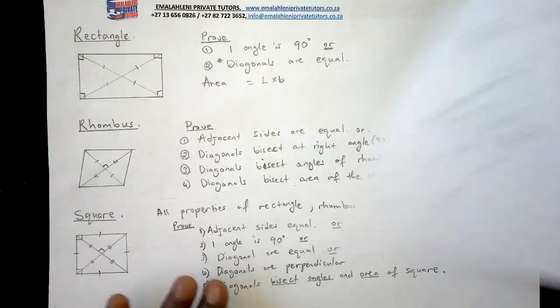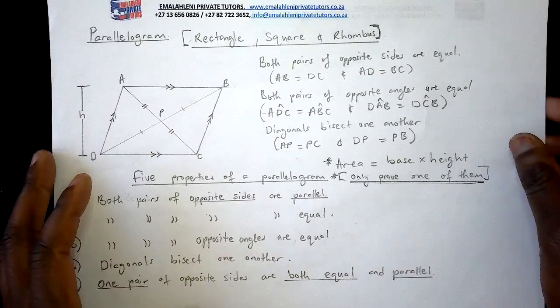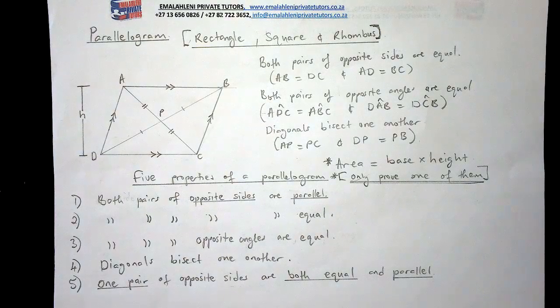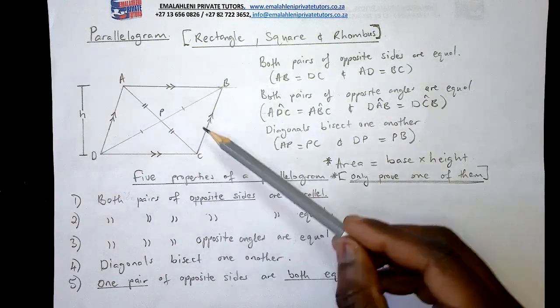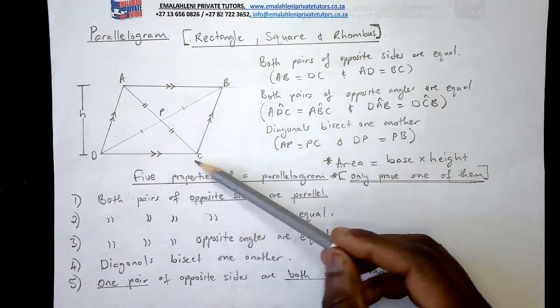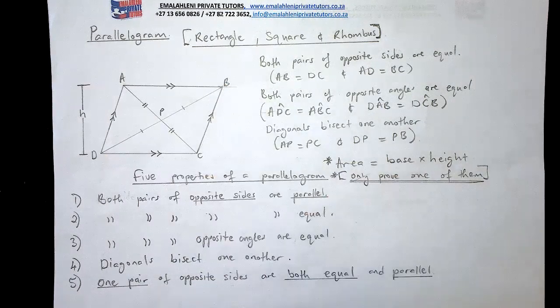Okay, now let's move on to parallelograms. We've got different types of parallelograms, and we must know the properties of parallelograms. The three parallelograms that we'll be working with are rectangle, square, and rhombus. So what are the properties of a general parallelogram? Both pairs of opposite sides are equal: AB is equal to DC, and AD is equal to BC.